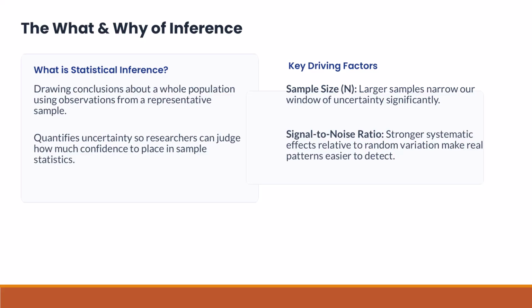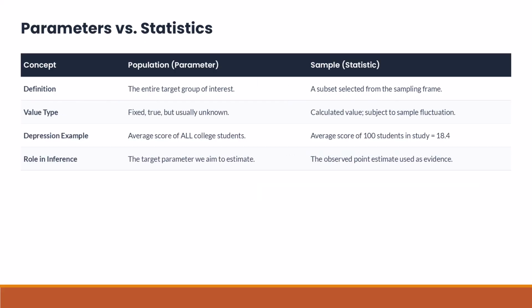Inference always includes uncertainty. The size of uncertainty depends largely on sample size and the strength of systematic effects relative to random variation. Larger samples generally reduce uncertainty and improve precision. Researchers seek valid conclusions about broader populations, making careful sampling and measurement essential before statistical testing occurs.